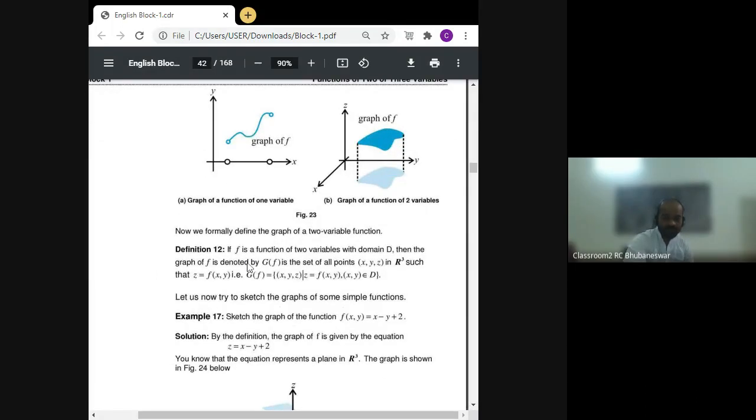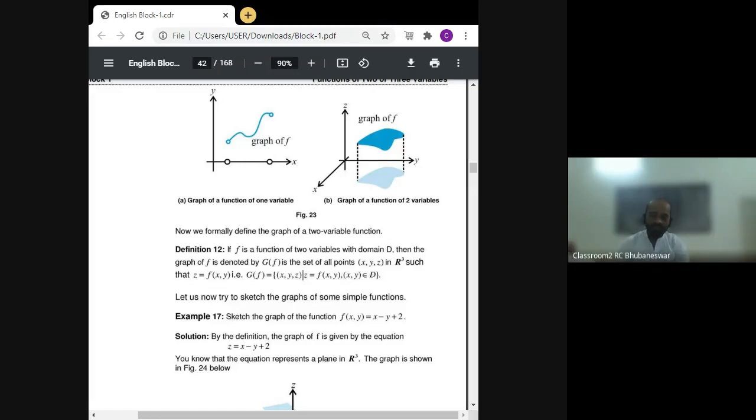So here the definition goes like that. Definition 12. Here we have taken a function of two variables and the domain is D. Then the graph of f is denoted by G. So whenever we draw the graph of a function, that particular graph is represented by capital G of f. And here I can say that this graph must have the points in triplet form, that is x, y, z, and here z is a function of the two variables x, y. So here you can see that the function is defined in explicit form.